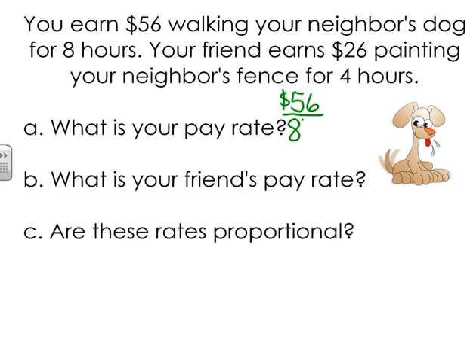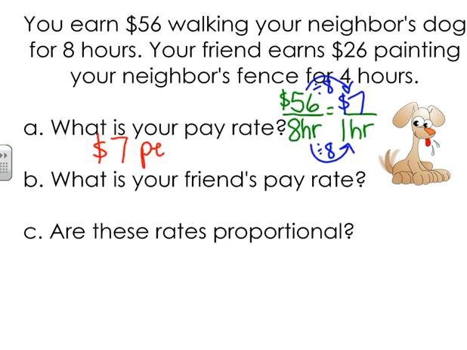in 8 hours, and I want to know how much money you can make in 1 hour. So I'm going to set up a proportion like this, and to get from 8 to 1, I'm going to divide by 8. So in the numerator, I need to do the same thing. 56 divided by 8 is 7, so I'm going to make $7 per hour. And again, that is a unit rate. How much money do you make in 1 hour?